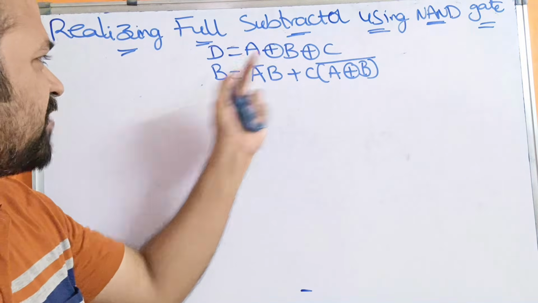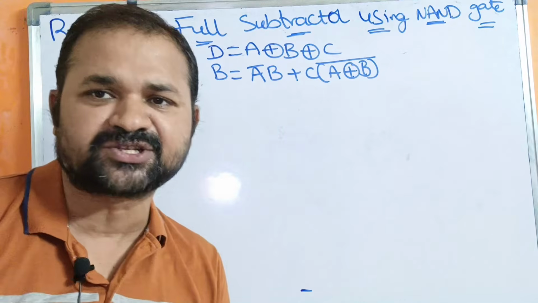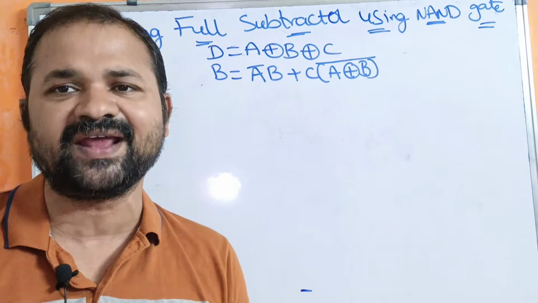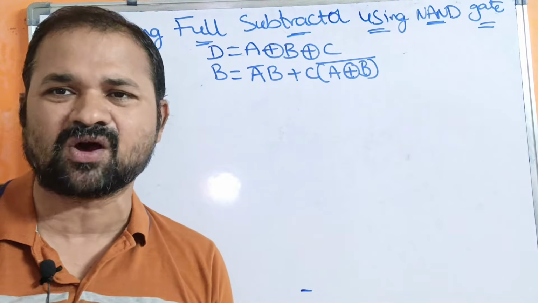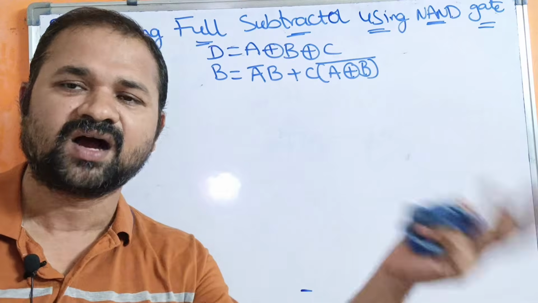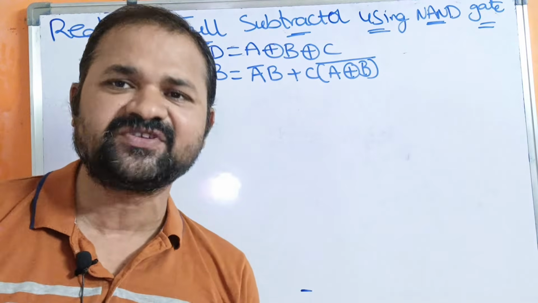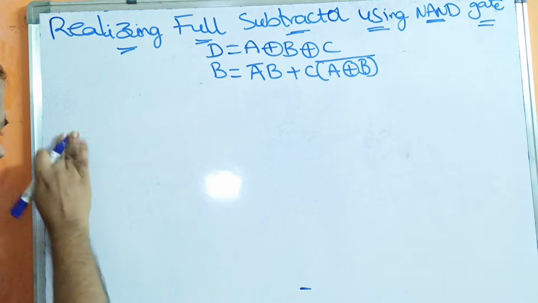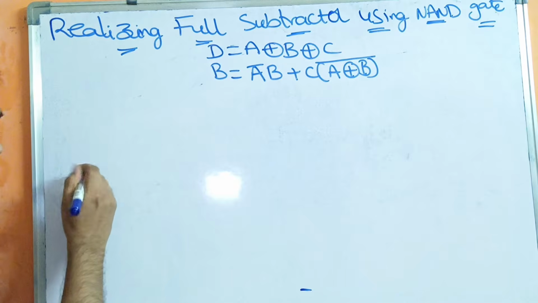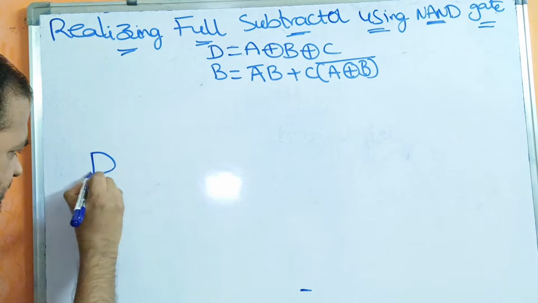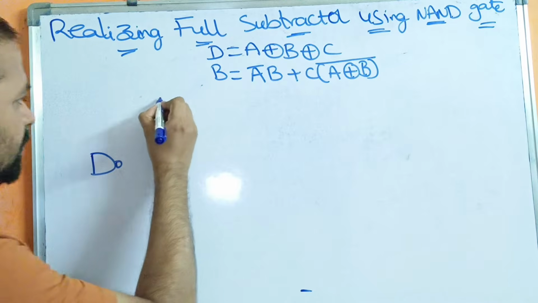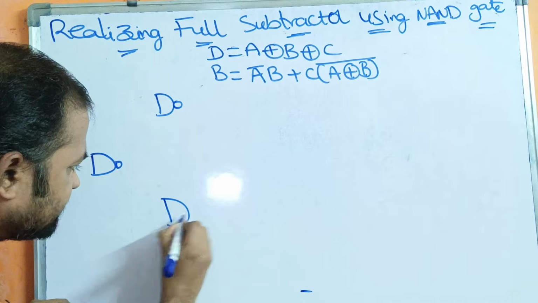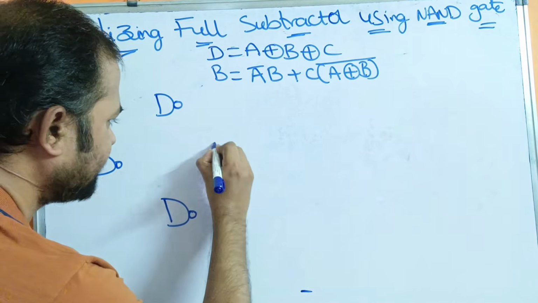Okay. So first let us see the expression for A exclusive or B. In order to implement A exclusive or B, we require 4 NAND gates. We know that logic. Already we have seen that in the half adder, full adder, as well as half subtractor. So we require a structure like this in order to implement A exclusive or B. So this is the first NAND gate. We require 4 NAND gates. This is the second NAND gate. Next third NAND gate. Next fourth NAND gate.